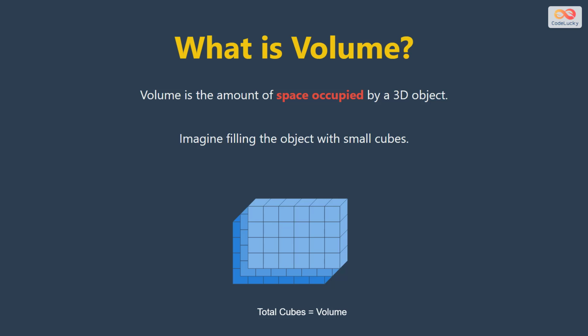Volume is simply a measure of how much space a three-dimensional object occupies. You can imagine it as the number of small unit cubes, like sugar cubes, that you would need to fill the object completely.